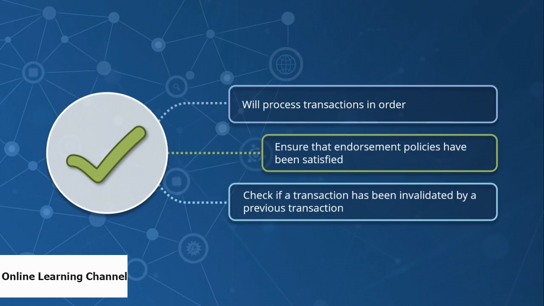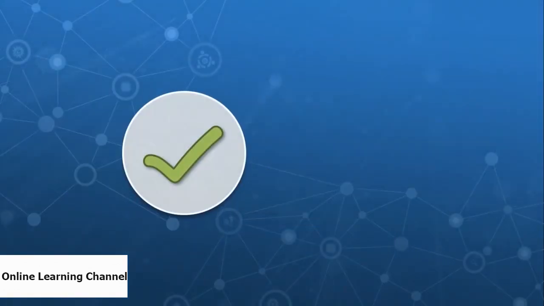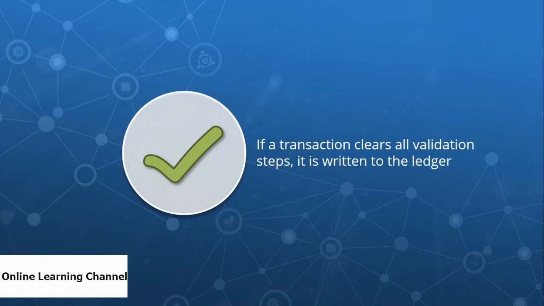All in all, though, these are the main steps which are performed in the validation phase by the committing peers of the Hyperledger Fabric network. And once a transaction has cleared all of the validation steps, it can be committed to the blockchain.